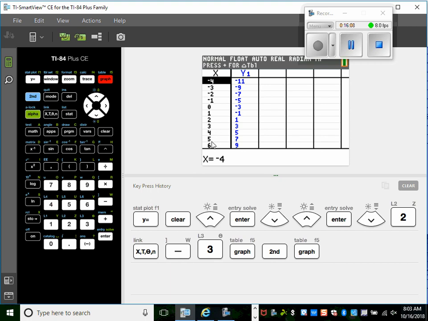So if you notice, 5 is paired up. What's the y value for 5? 7. Okay, and you can scroll up and down if you can't see on your calculator. 2 pairs up with 1. So fill in the table. 0 pairs up with -3, and -1 with -5. So fill in your points.